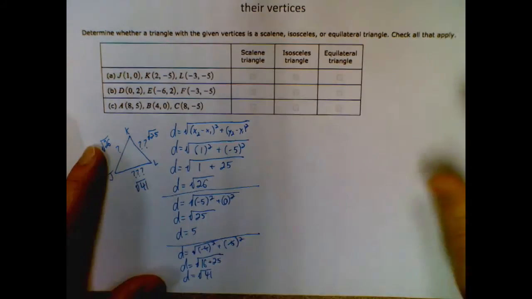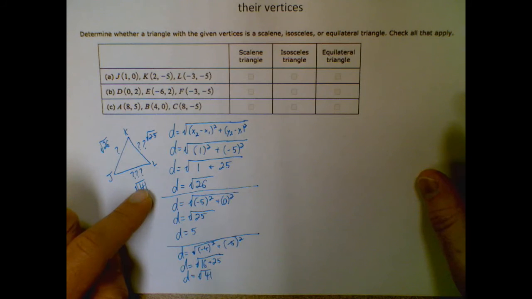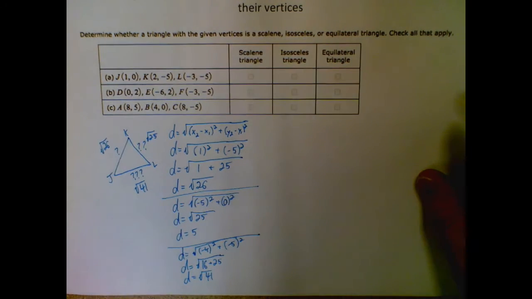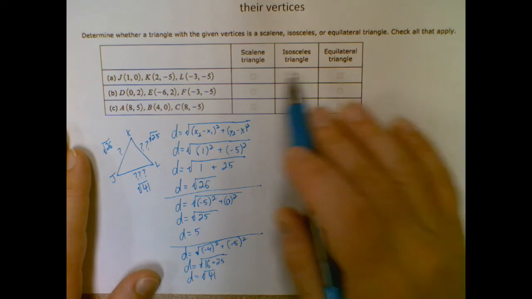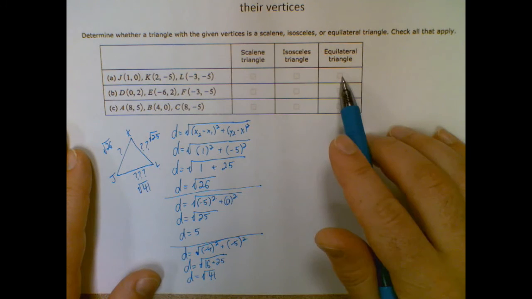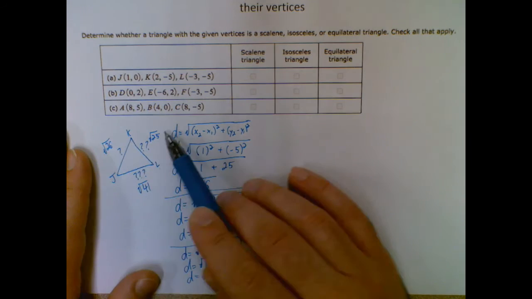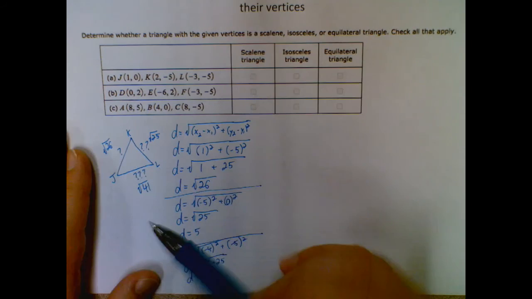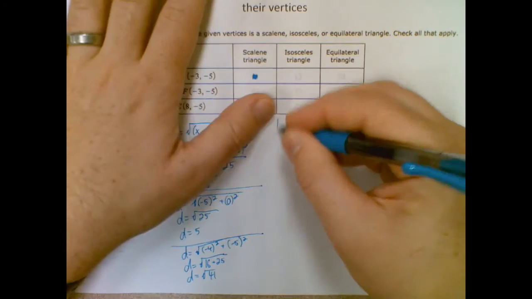If I look at these, we're going to go ahead and interpret this one quickly. Then we'll do B and C. Remember, scalene is all 3 sides are different lengths. Isosceles is 2 sides are the same length, but one's different. And equilateral, they're all 3 the same. So in this one, I have radical 25, radical 26, and radical 41. Those are all different, so that would be a scalene triangle.